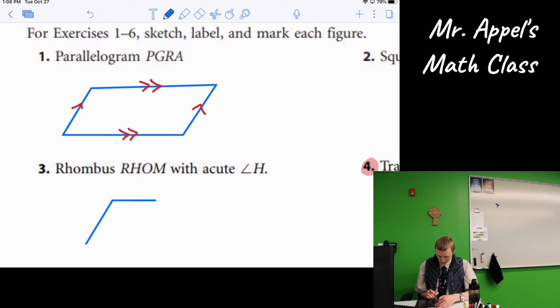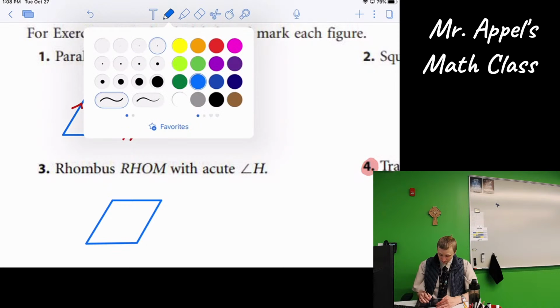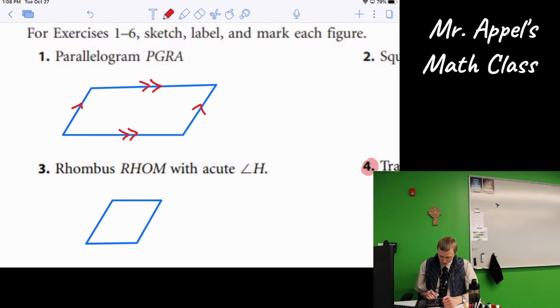And that's not quite right. This one needs to be a little bit longer. That looks better. I know I'm getting a little picky here. All right. So make sure you mark them. They are still parallel, so we still have the arrows. And we have a single straight tick mark on each of them, or you can go double, triple. It doesn't matter how many ticks you use, so long as you have the same number of straight ticks on all four sides. So that's what makes it a rhombus. All four sides are congruent.